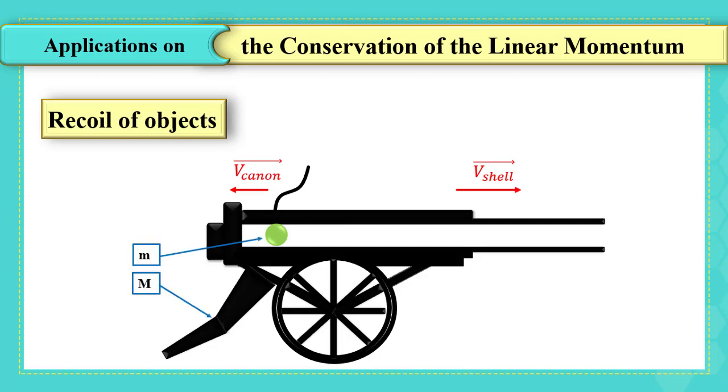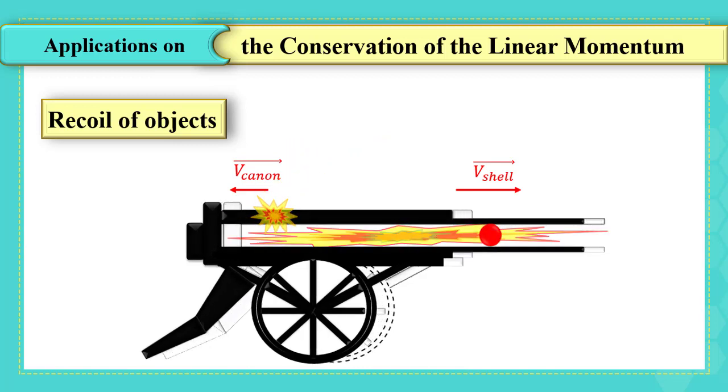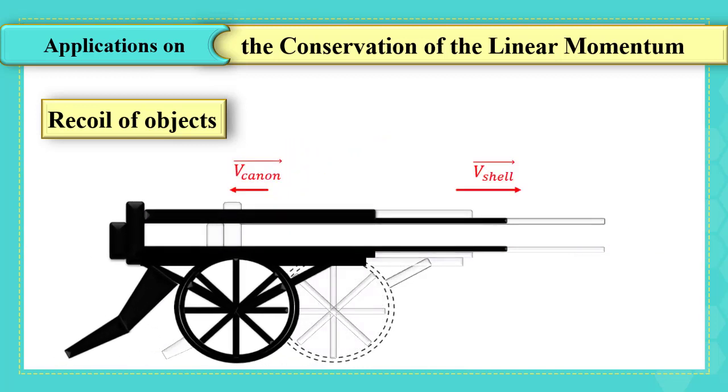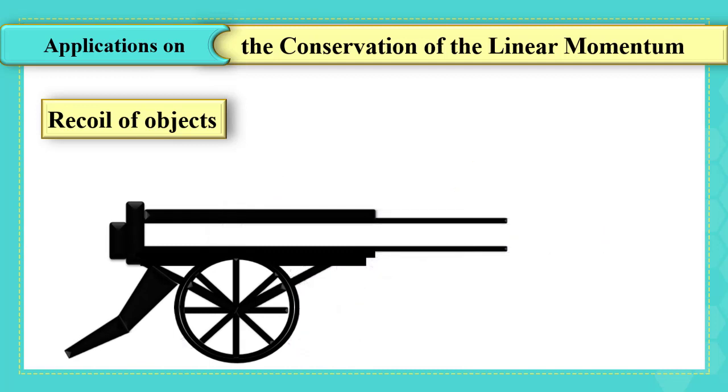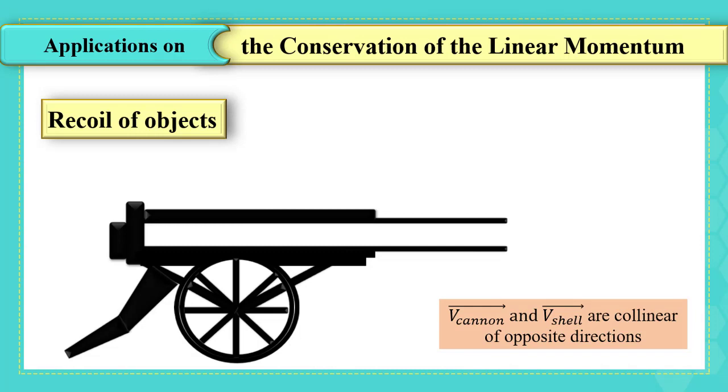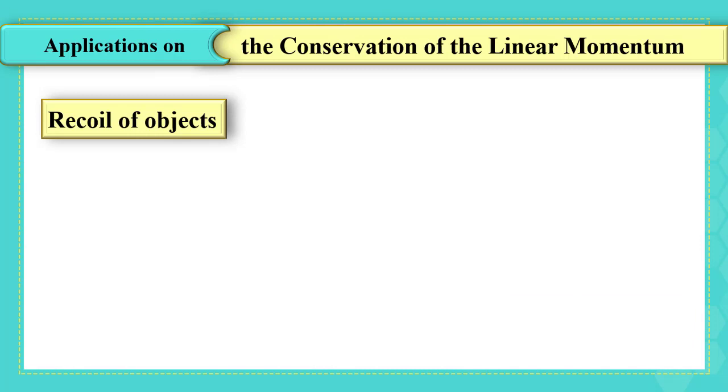Consider a system made up of a cannon of mass M and a shell of mass small m. We let this cannon eject the shell. What happens then? What about the velocities? Their velocities are collinear and of opposite directions. Why does the cannon recoil when ejecting the shell?